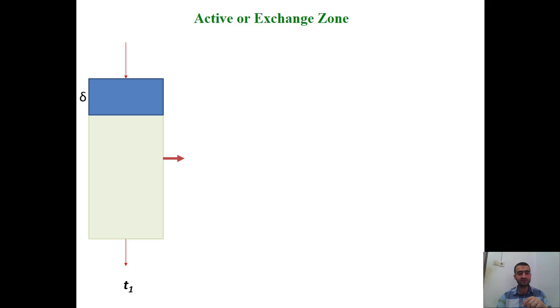the water feed will come from up here, and it will flow down until it is purified. The ion exchange process will take place inside the column, and then the water produced will be the purified water, for example at time equal t1. Here we have an exchange zone or active zone.